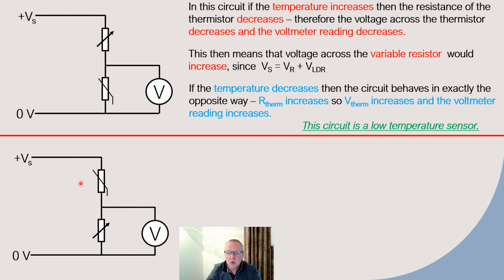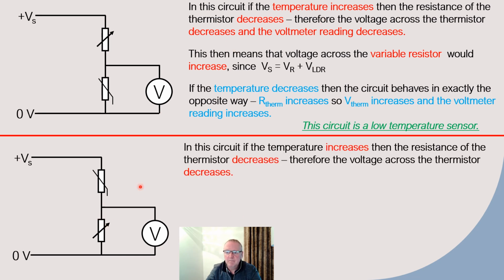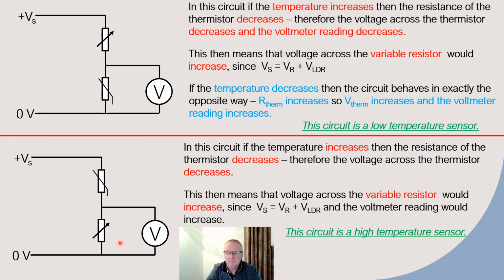Okay, so the opposite circuit: all I've done here is switch the thermistor and the variable resistor round. So the thermistor's on the top half and the variable resistor's on the bottom half. A lot of this information is exactly the same. In this circuit, if the temperature increases, then the resistance of the thermistor decreases and the voltage across here decreases. So the voltmeter reading is going to increase, because if that gets smaller, that has to get bigger. And therefore, this circuit is for sensing high temperatures.